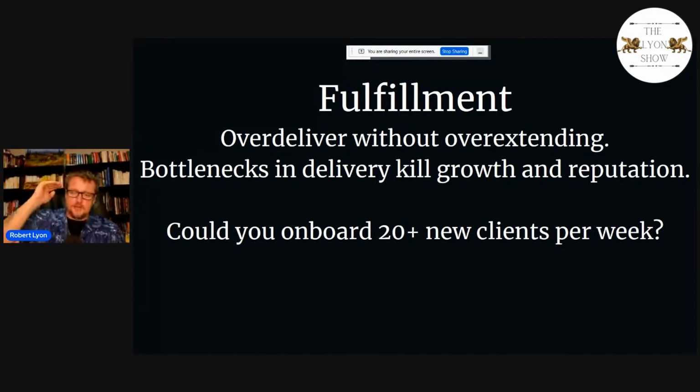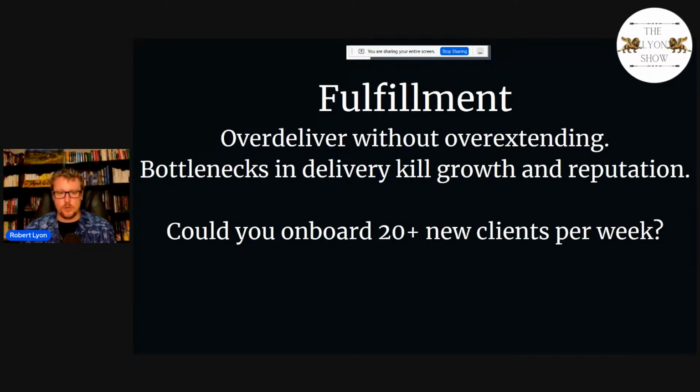But the fulfillment side can become a bottleneck. I've had multiple companies where we literally had to shut down sales and marketing because we had too many clients on the back end that were getting neglected, that we had to focus on. And you don't want to get to that point, because obviously if nobody's focused on sales and marketing, then the new money is dying.